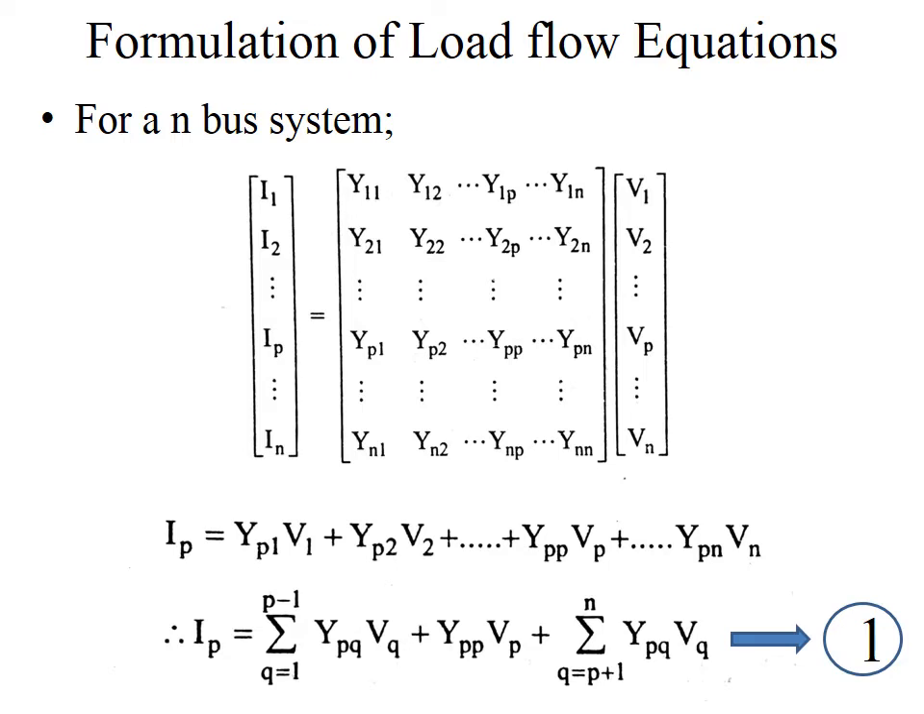Then the second term is the pth bus, or the terms related to the pth bus, that is here in this case the fifth bus. And the third term consists of the terms related to p plus 1 to n, that is 5 plus 1, 6 to the 10th bus, that is 6, 7, 8, 9 and 10. So we have classified the same equation into three categories, and that is our equation number 1.